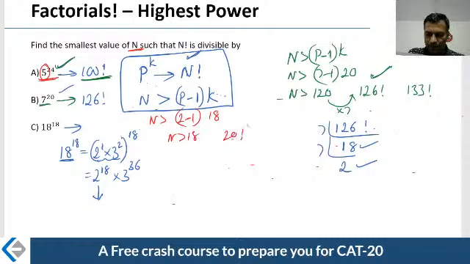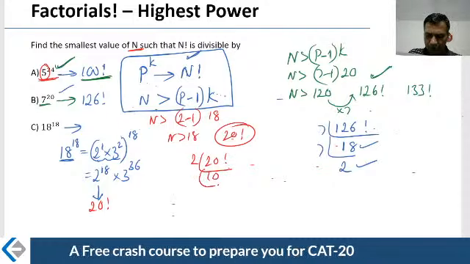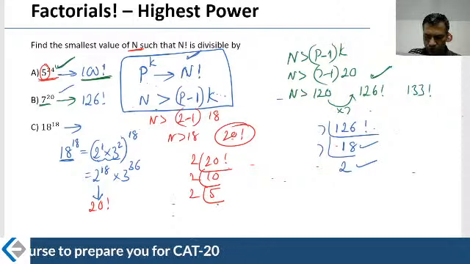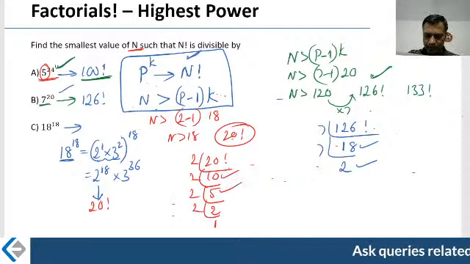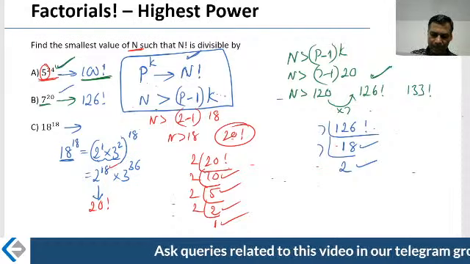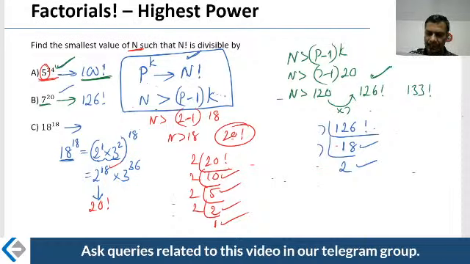20 can be the number, 20 factorial. Let me write it roughly and check. 20 factorial, divide by 2: 2 10 times, 2 5 times, 2 2 times, 2 2 times, 2 1 time. Therefore 10, 15, 17, 18. We got that 18. Great, 20 is the number. Let's go to the next one, 3 raised to power 36.